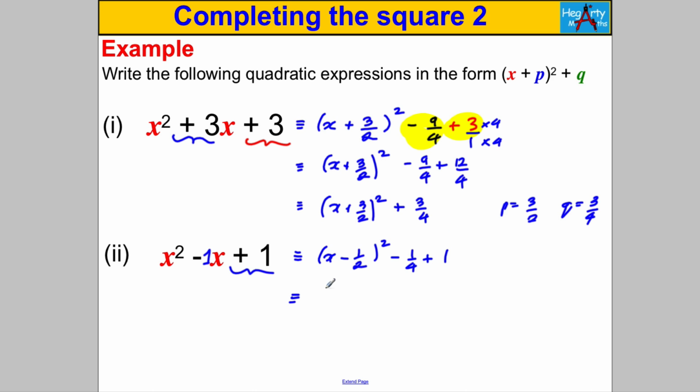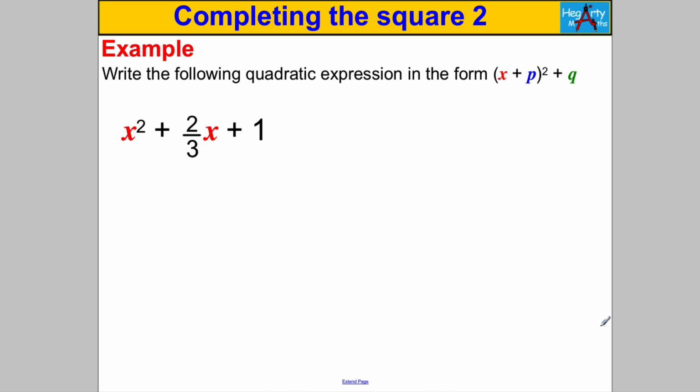Now it's quite easy to do this one in our heads. This one's actually easier. We don't have to make common denominators here. Negative a quarter, add 1. Well, you can just think of that as 1 subtract a quarter, which is 3/4, positive 3/4. So we've got positive 3/4 here. In this case, what's our p? P, because we've got a negative here, p is negative a half, and q in this case is 3/4, and we're done.